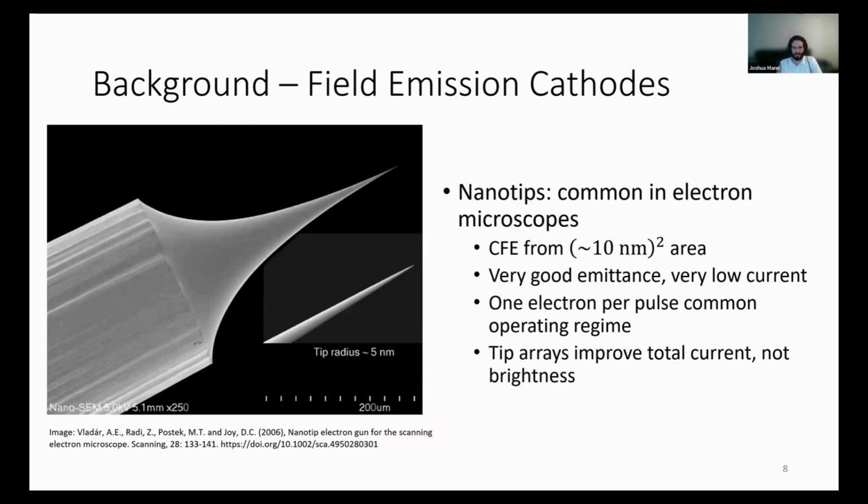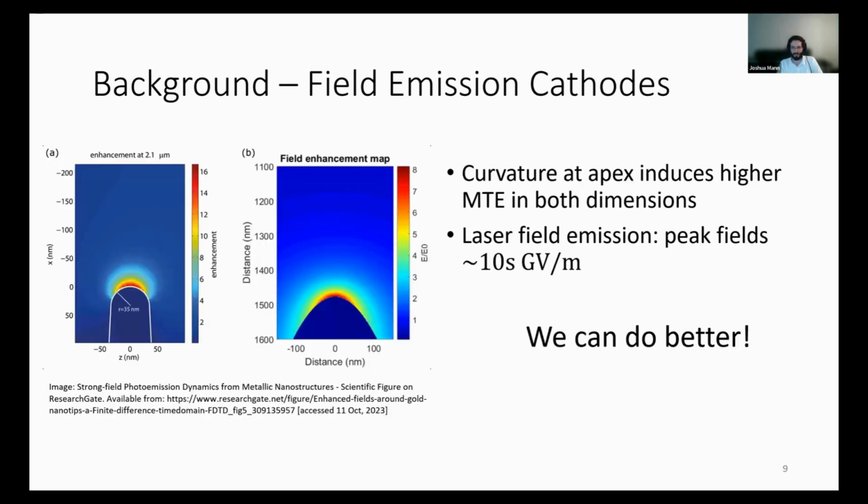The sort of opposite end of that spectrum of field emission are these nanotips. So these are pretty common in electron microscopes, for instance. You can illuminate them with a laser or an RF field, and you'll get cold field emission from like a 10-ish nanometer area. And because of that, you'll typically get very good emittance, albeit with very low current. But that's usually okay because oftentimes you only want one electron per pulse anyway. If you do want more current, you can turn up the field to an extent, but these nanotips can be quite fragile. So you might need to use an array, but that doesn't really help you with emittance. So there are some limitations to this, and I'll go into that in a little bit more detail here as well.